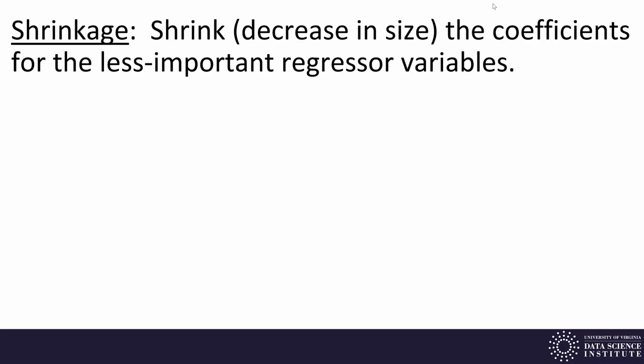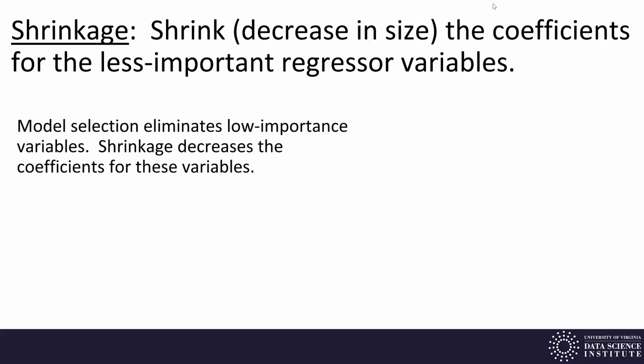Shrinkage in multivariate linear regression is a process of shrinking, or decreasing in size, the coefficients for less important regressor variables. So this is similar to model selection or subset selection that we've done previously. In subset selection, we reject some of the variables completely, and we do our linear regression with the remaining ones. Those variables that we reject and are not going to use, we can think of as low importance variables. That's the process of model selection or subset selection.